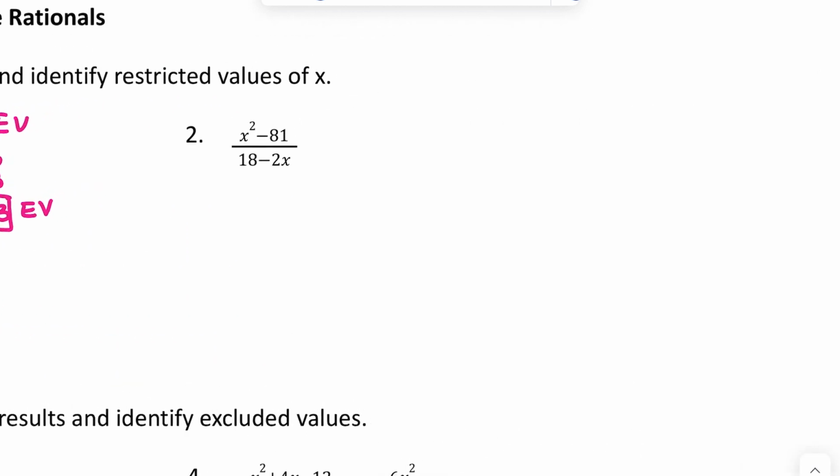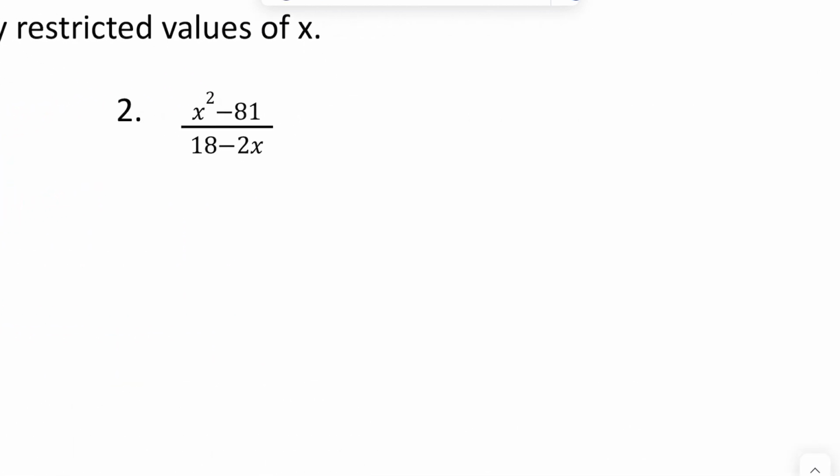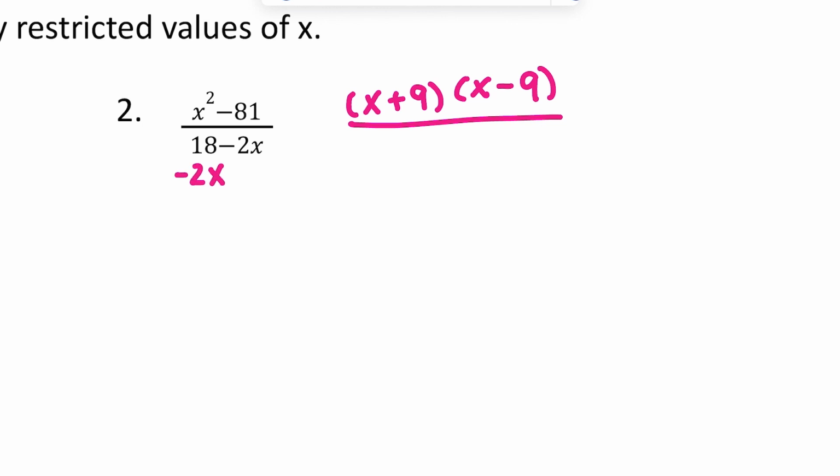For this next one here, we've got x squared minus 81 in the numerator. That's a difference of squares factoring, so we get x plus 9 times x minus 9. And in the denominator, we're going to pull out a GCF. If I pull out a GCF, one thing that I notice is that it's kind of written backwards of how we normally write them, right? I would normally write negative 2x plus 18. We'd have the x first. So that's how I'm going to change it real quick.